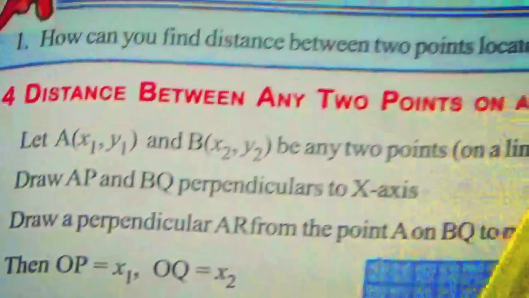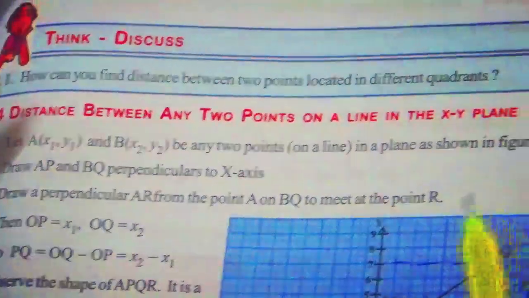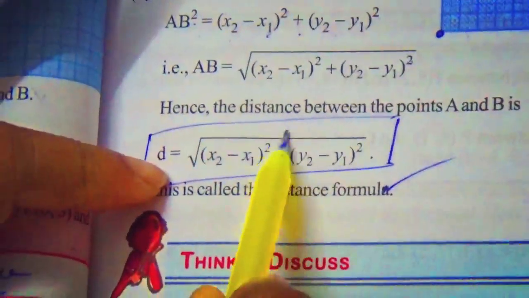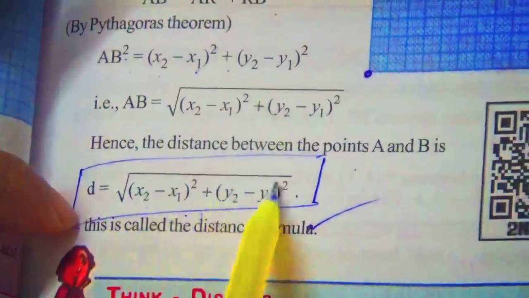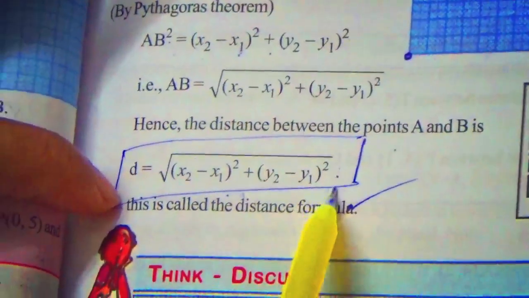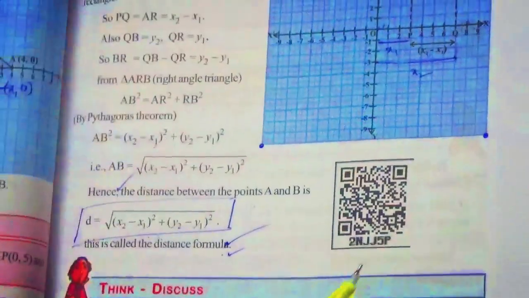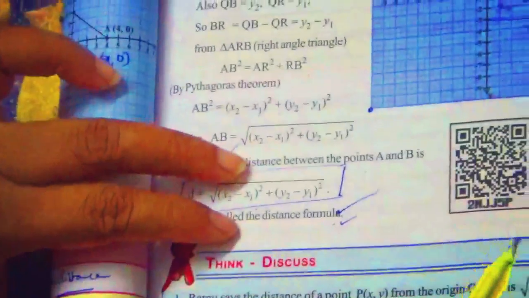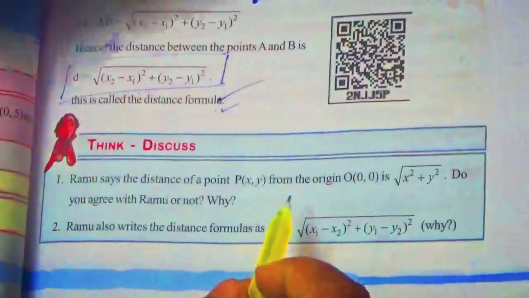So how can you find the distance between 2 points located in different quadrants? We can find the distance between the 2 points by using this formula. It is the solution. The distance between 2 points A and B in different quadrants, D is equal to the square root of x2 minus x1 whole square plus y2 minus y1 whole square. That is the solution for this think and discuss. Next, on the same page number 163 we have another think and discuss.